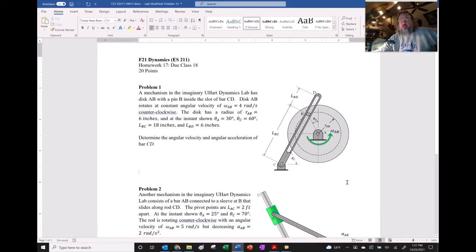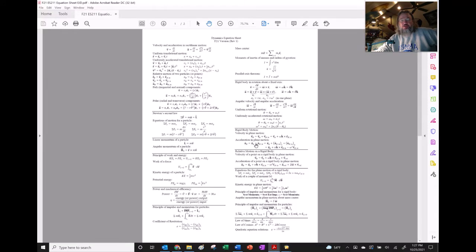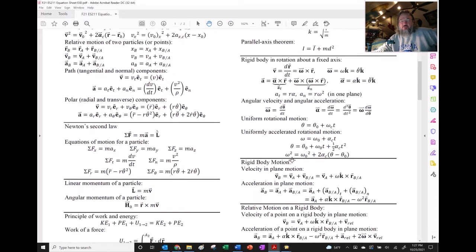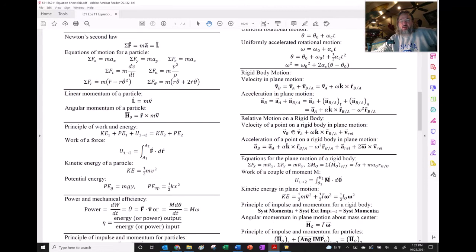Now, what makes this a little different from some of the other problems that we've dealt with so far in rigid body kinematics is this length right here, this length BC, changes. But it's also rotating, and the combination of having a length change and having a rotation will bring up Coriolis acceleration. So if I were to bring in our equation sheet, this would show up down here with relative motion on a rigid body.